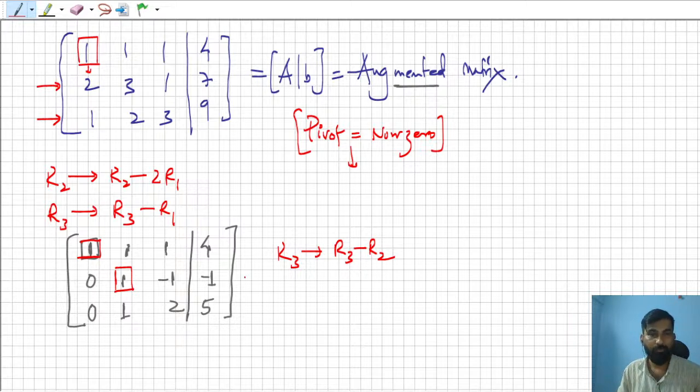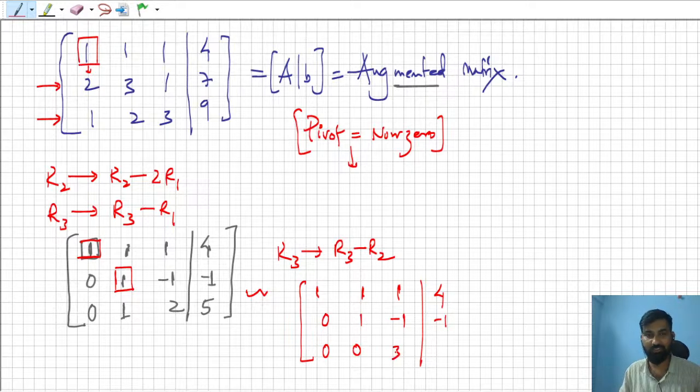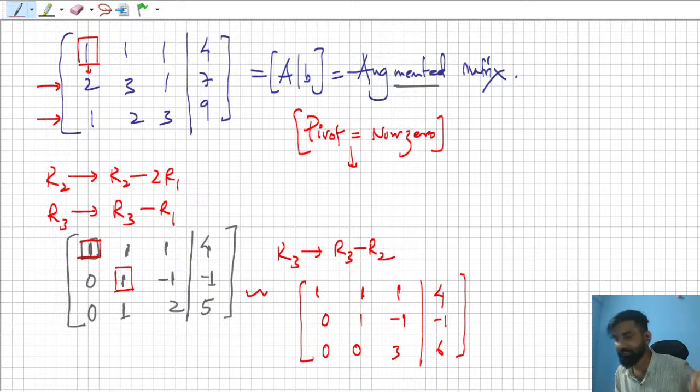The next matrix you will get here is 1 1 1, 0 1 minus 1. You don't have to change anything here. Wherever the pivots are, you don't have to change any value, as it is you write. Now you are applying the operation on the third row. So this is 0, this is 0, and this will be what? You are subtracting directly, so this is 3 and this is 6. Till this point everything is okay, guys? Please confirm. Till this point everything is okay or not?